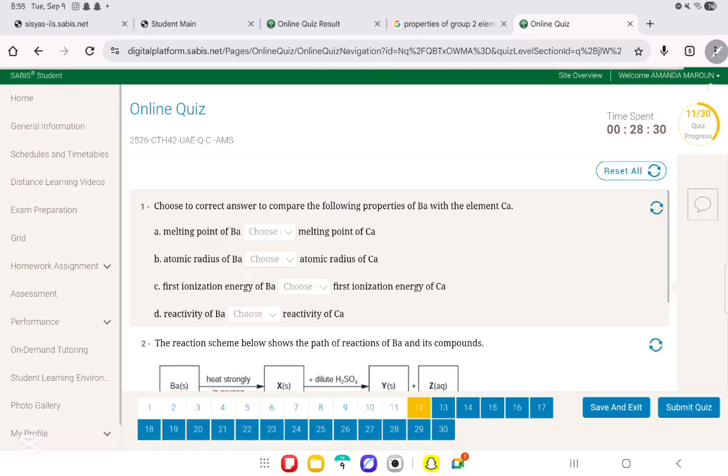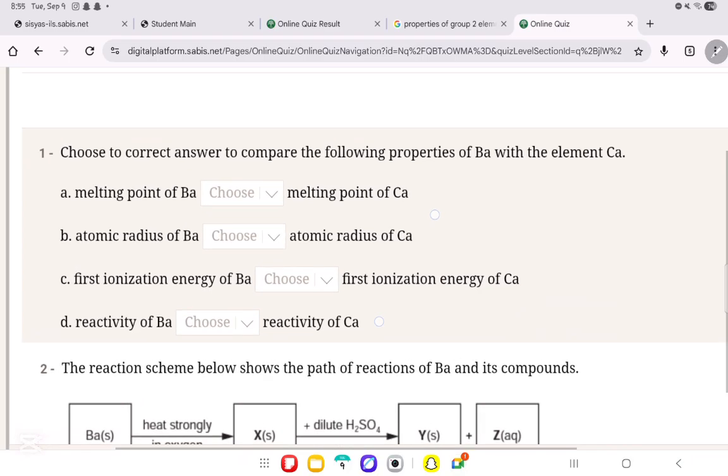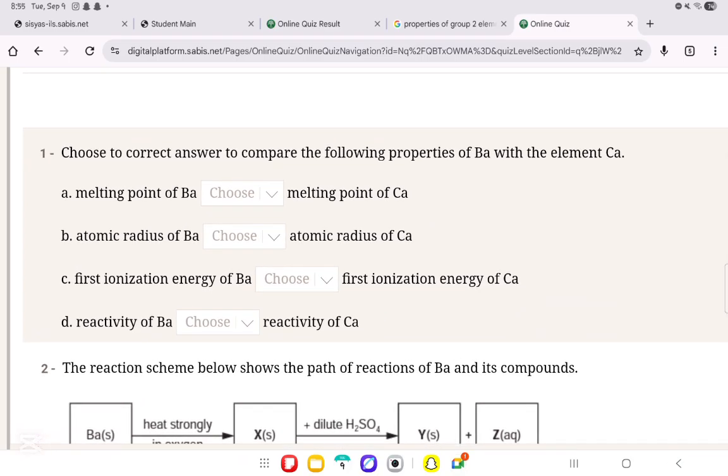Let's move on to question number 12. What did we say? We said as we go down the group, melting points decrease, right? That means if you look on the periodic table, Ba is lower than Ca, so it's farther down the group than Ca. That means it will have what? It will have a lower melting point.